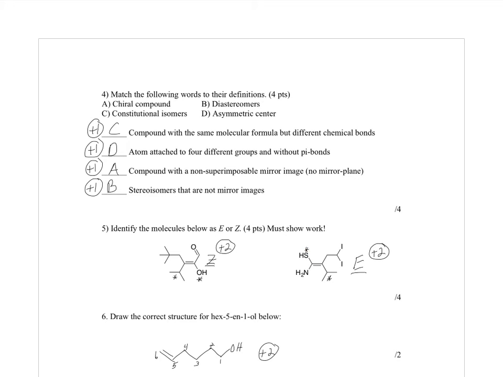Over here, split down the middle. Sulfur versus nitrogen. Sulfur has a higher atomic number, so that's higher priority. And very similar to before, it doesn't matter that the iodines are here. We do 1 bond out at a time, so these actually are opposite. So this would be E.